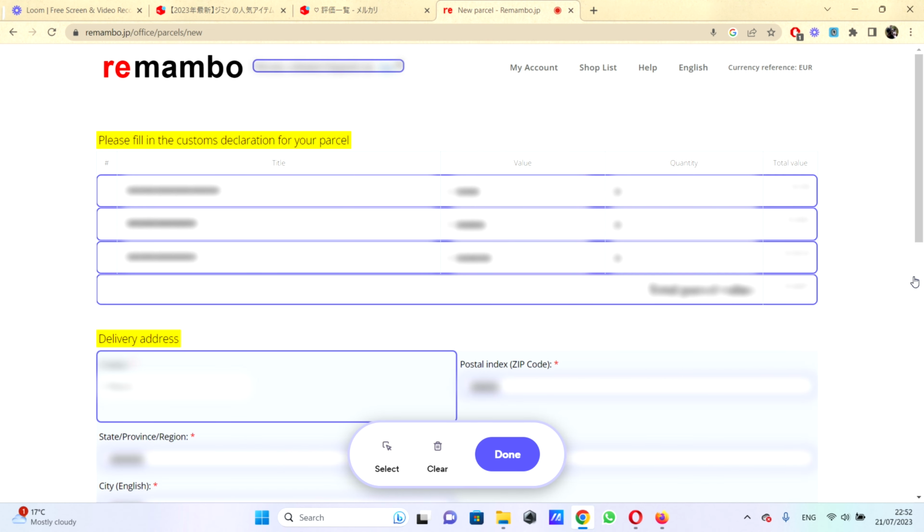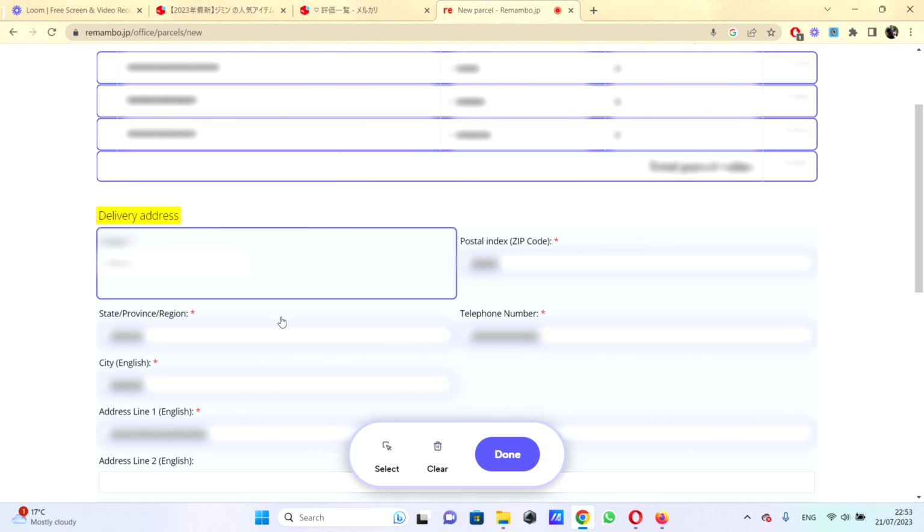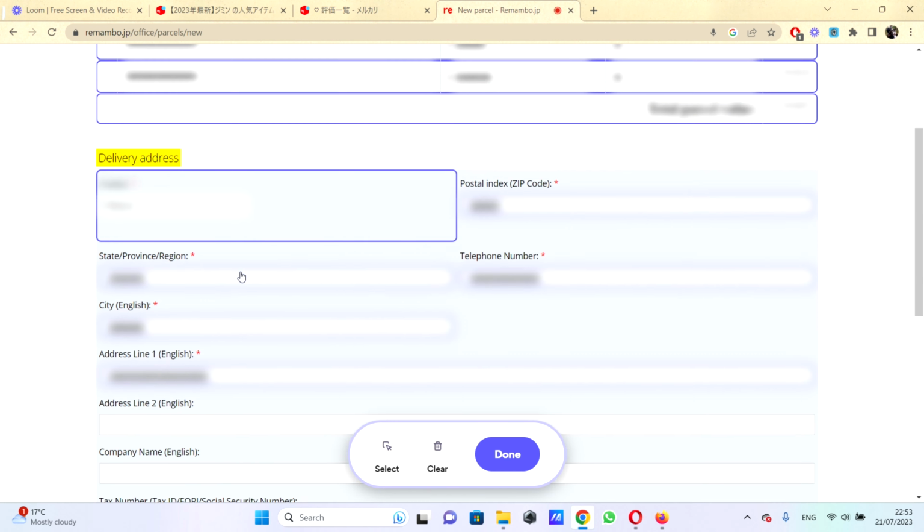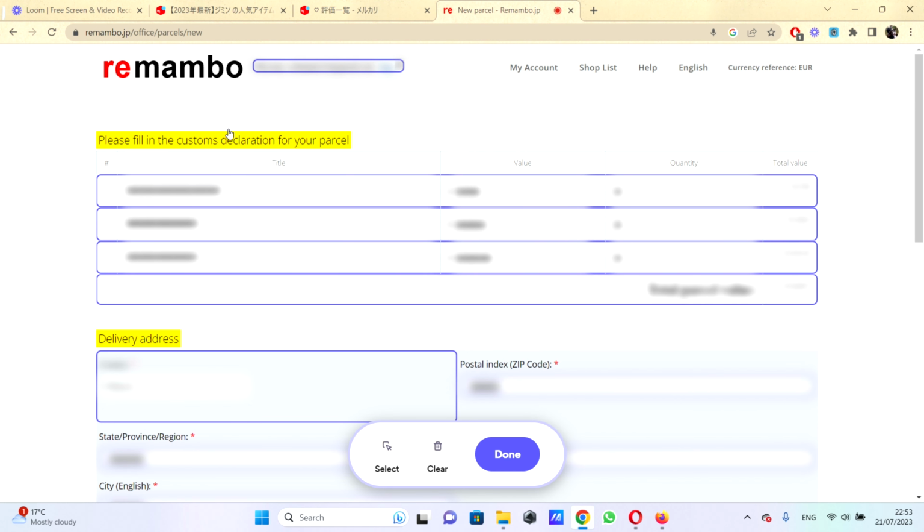Okay, so what you get then is all of your delivery info, which I have blurred for obvious reasons. And then you also have: please fill in the customs declaration. These three fields are editable. So these are my three items. This is their value and their quantity, and the total value is the value times the quantity. For example, if you put in 50 here and for quantity you put in 2, the total value will be 100.